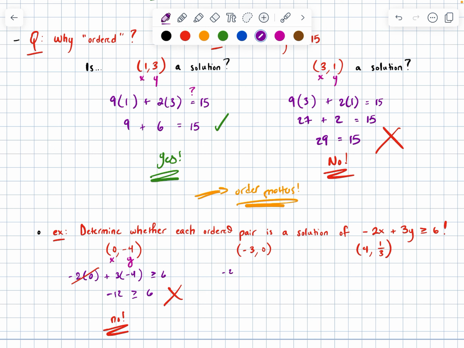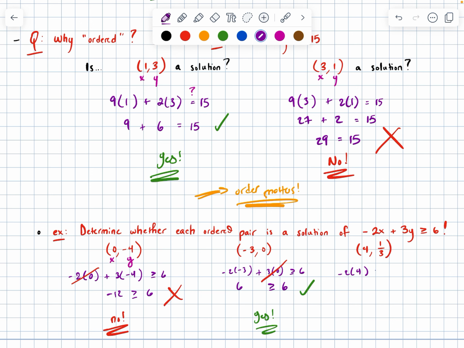No, man. How about (-3, 0)? Well, -3 is going to take the position of our x value. 0 is going to take the position of our y value using our ordered pair notation. -2 times -3, well, that's positive 6. Plus 3 times 0, well, that's just 0. So I have 6 is greater than or equal to 6. Is 6 greater than or equal to 6? Sure is. This is indeed a solution.